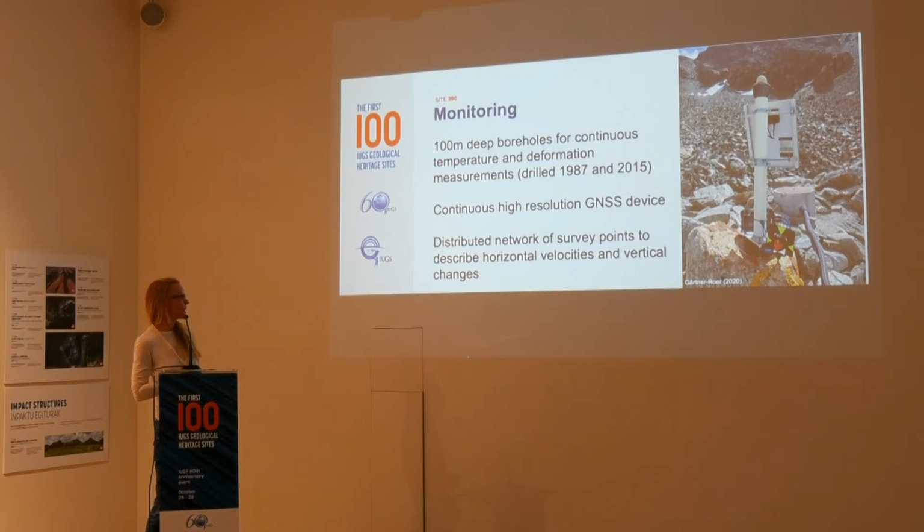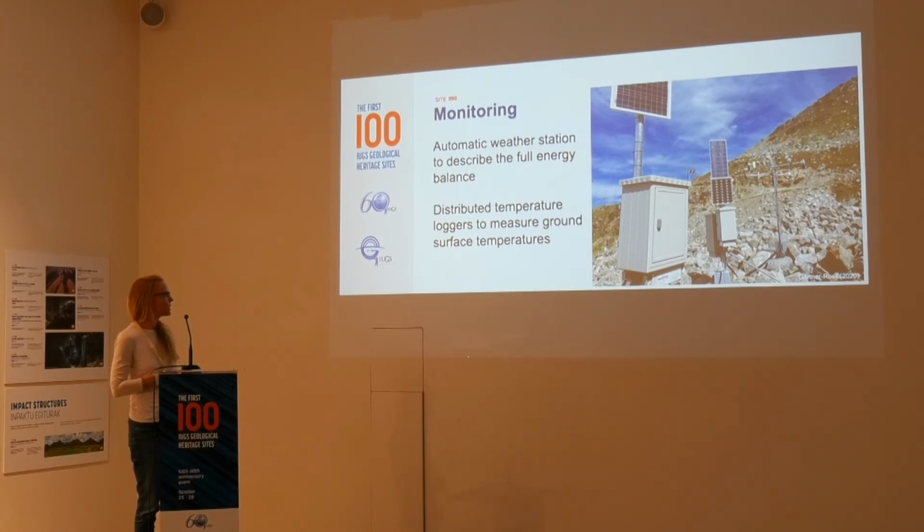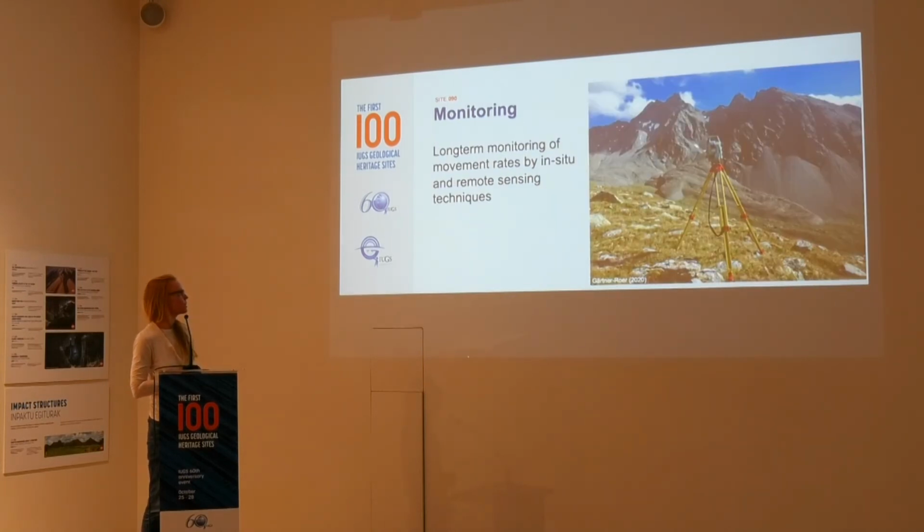We have distributed networks of survey points to describe the velocities. In addition, we have an automatic weather station to describe the full energy balance, and also distributed temperature loggers to observe how the permafrost temperatures are developing. So we have this long-term monitoring network within Switzerland, and especially in this area of the Engadine, giving movement rates by in situ and remote sensing techniques. At this site, I'm going there every year and doing my measurements.